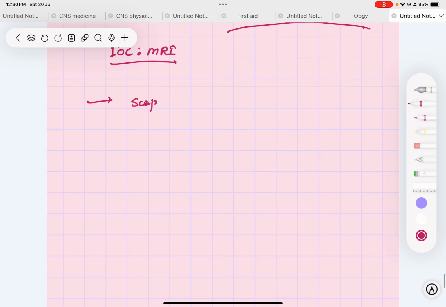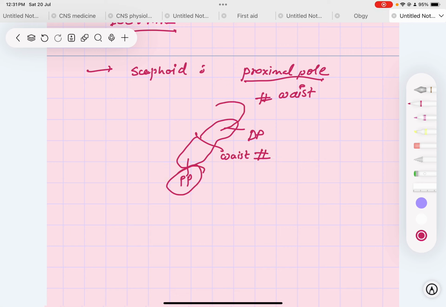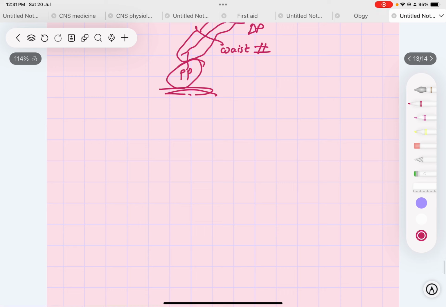Now there are other fractures like scaphoid, in which the proximal pole will go to necrosis due to fracture of the waist. So in scaphoid there is a proximal pole, distal pole and waist. In a waist fracture, the blood supply is like this, so the blood supply will be hampered and the proximal pole will go to avascular necrosis.